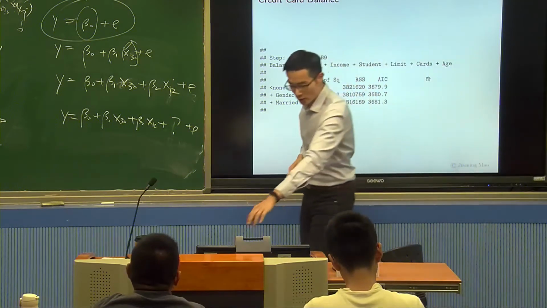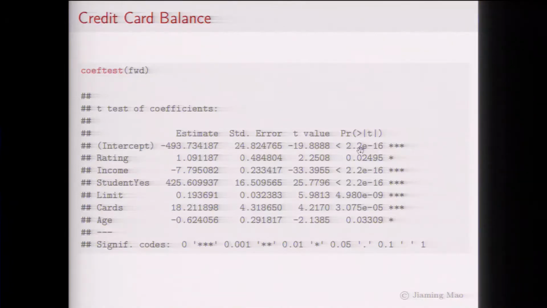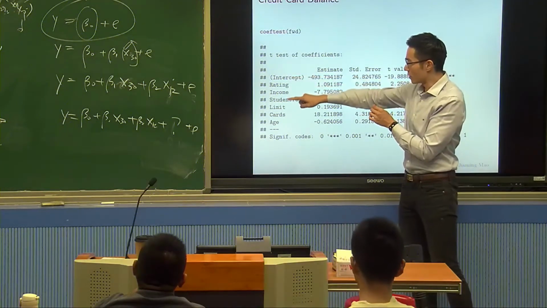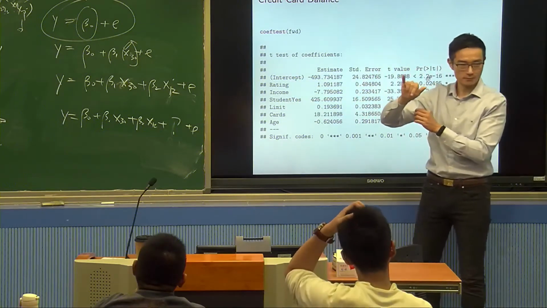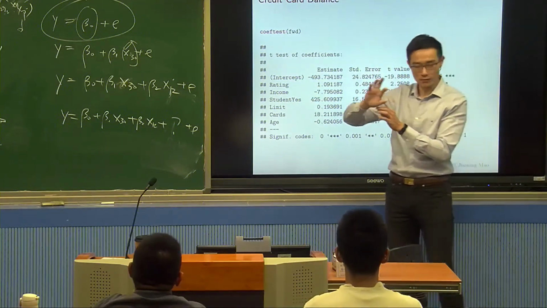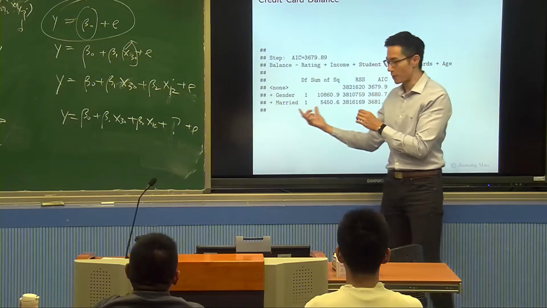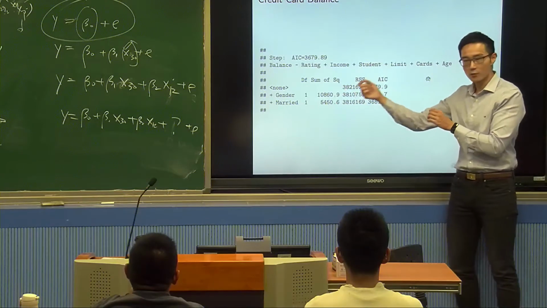And finally, this is our forward stepwise selection result. We have selected 1, 2, 3, 4, 5, 6. We have selected 6 variables. We discard married and gender, these two variables, because if we include them, our AIC will start to increase.